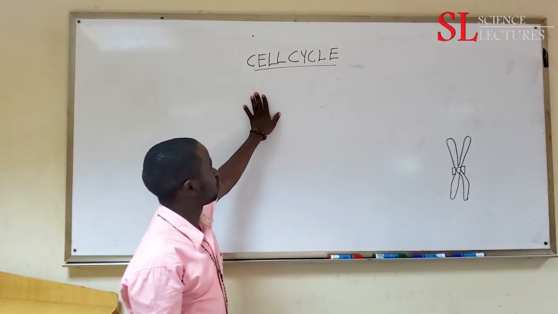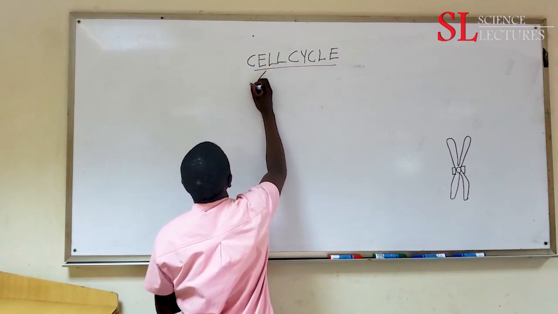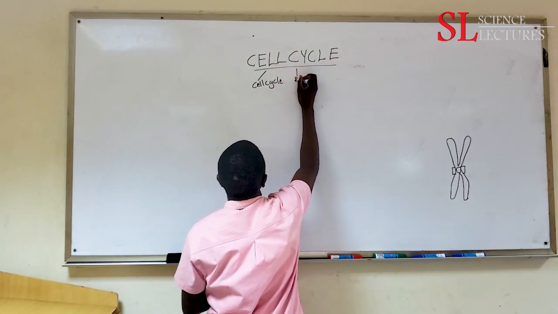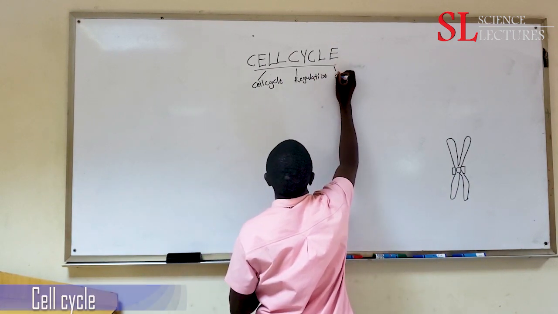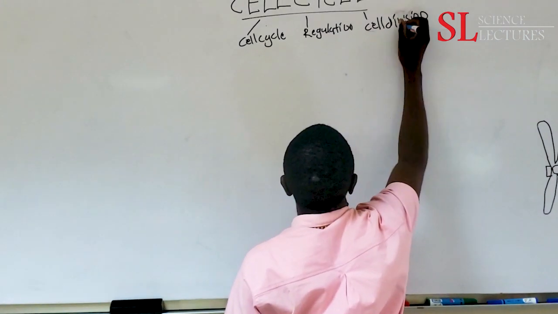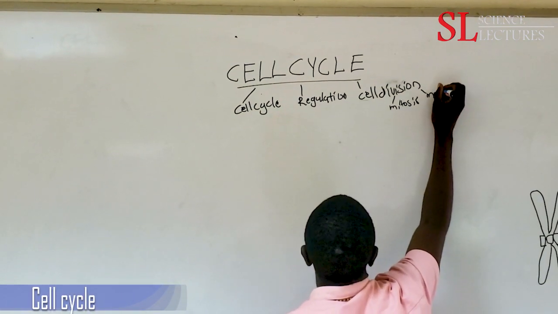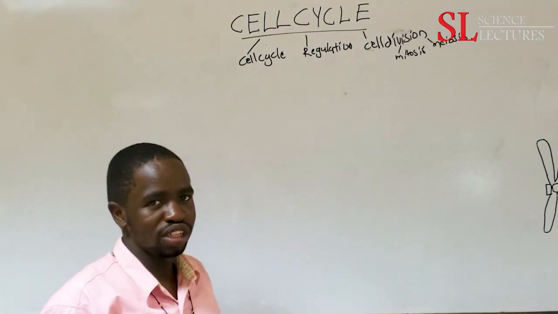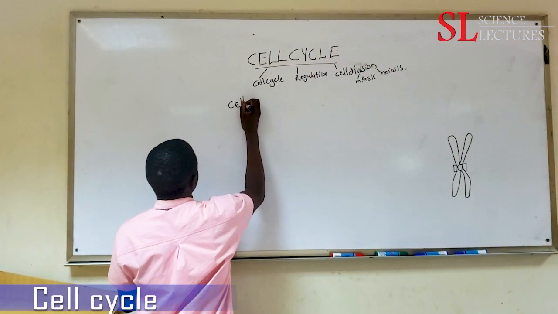Today we are beginning a new topic, and that is the cell cycle, whereby we shall look at the cell cycle itself. We shall look at its regulation. Then we shall look at cell division, that is mitosis and meiosis, and their overall significance. That is what we are going to be seeing. Let's begin with the cell cycle.